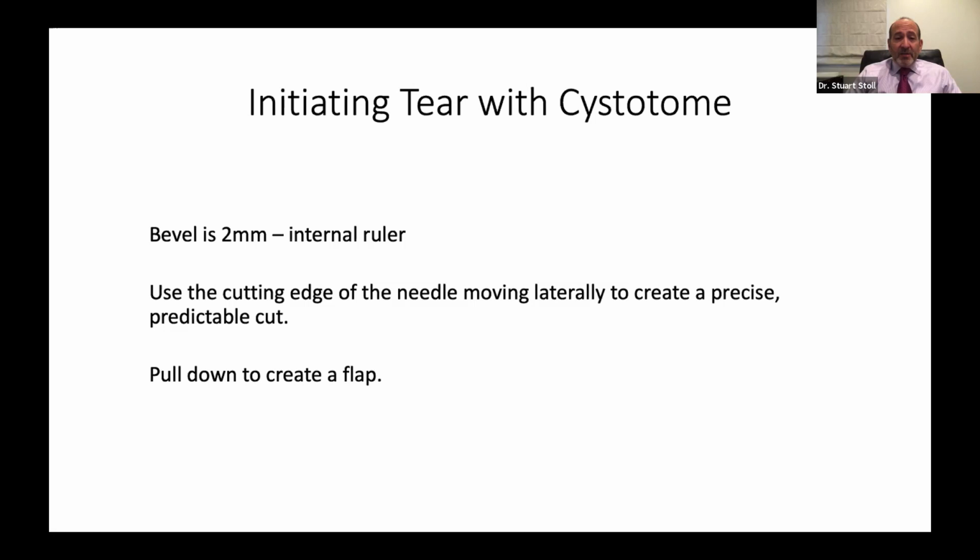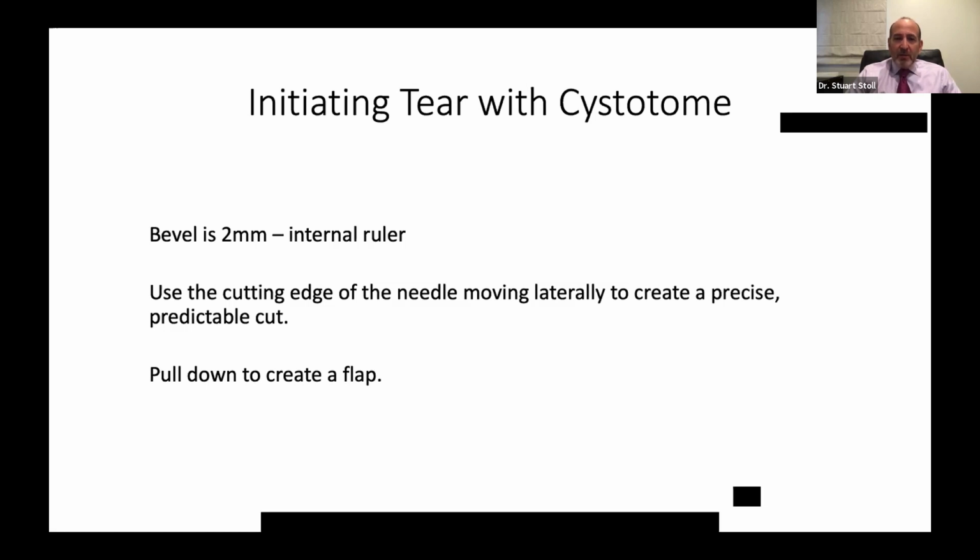And you also have to understand that the tip of the cystotome, there's the point, but then there's the edge of the needle, and that edge is what cuts. That's the cutting edge. And if you move that edge laterally, you're going to create a precise, predictable cut in the capsule. If you just pierce the capsule and pull straight down, you're going to create an opening that's a little bit unpredictable. So you want to pierce and go laterally with the cystotome, either way, wherever you're comfortable. I think most people would go to the left if you're a right-handed surgeon and then bring it down. But as you pull down, that's what's going to create the flap.